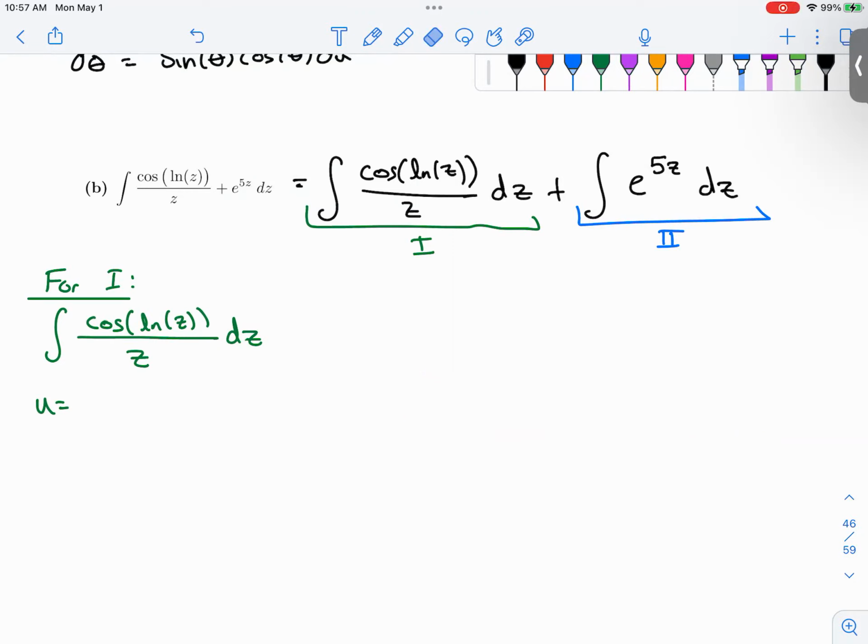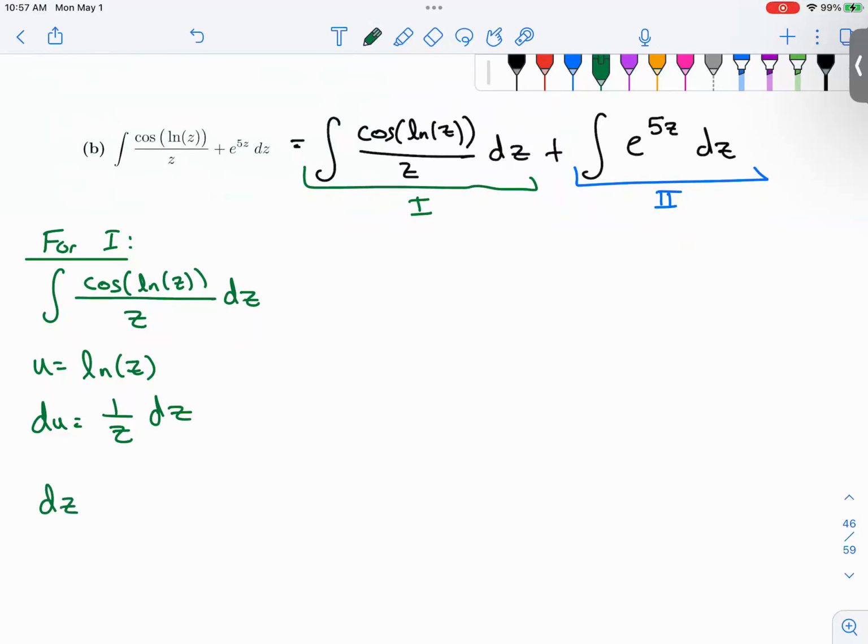But one of the good options is always to choose the inside of a function. So I would recommend making u equal to ln of z. So then du is 1 over z dz. To solve for dz, we will multiply it by z. So we get that dz is equal to z du.